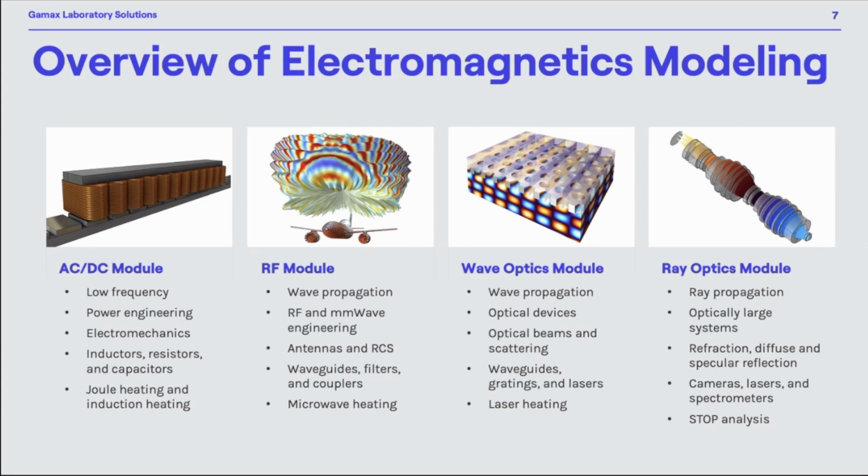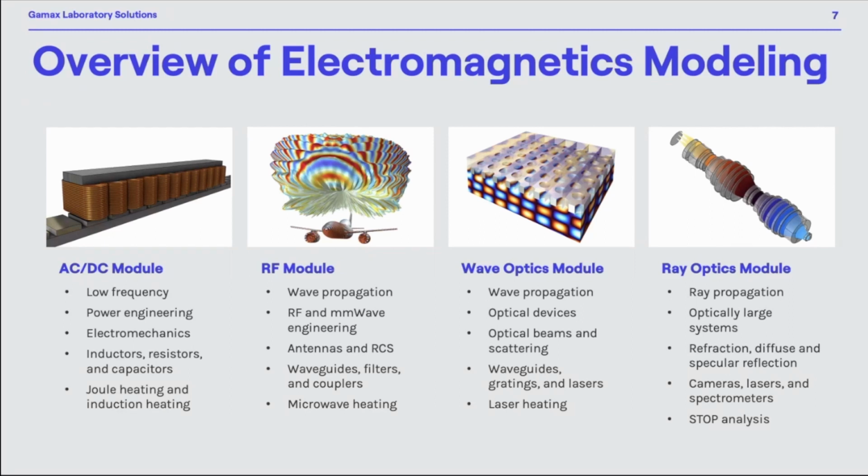Then if we are going to look for the wave propagation in a different frequency regime, then an RF module is the right choice and the right solution. You can use it for simulating antennas, calculating the radar cross-section. It also includes the multiphysics coupling to microwave heating, so that's included with an RF module.